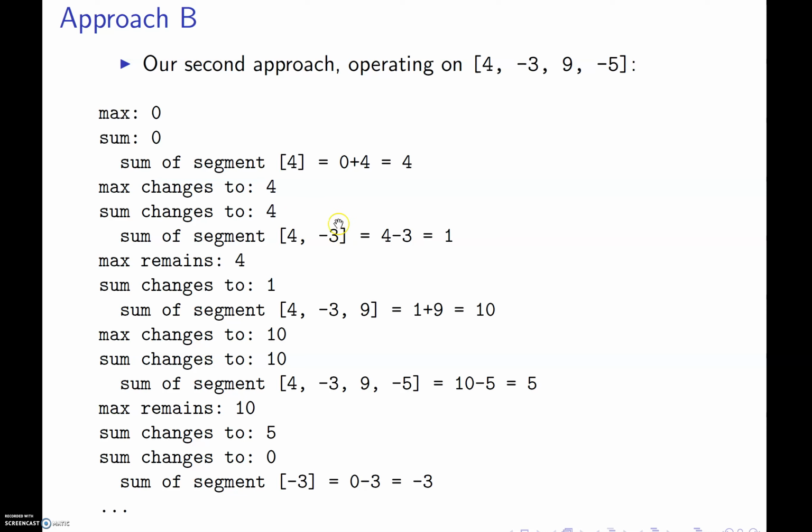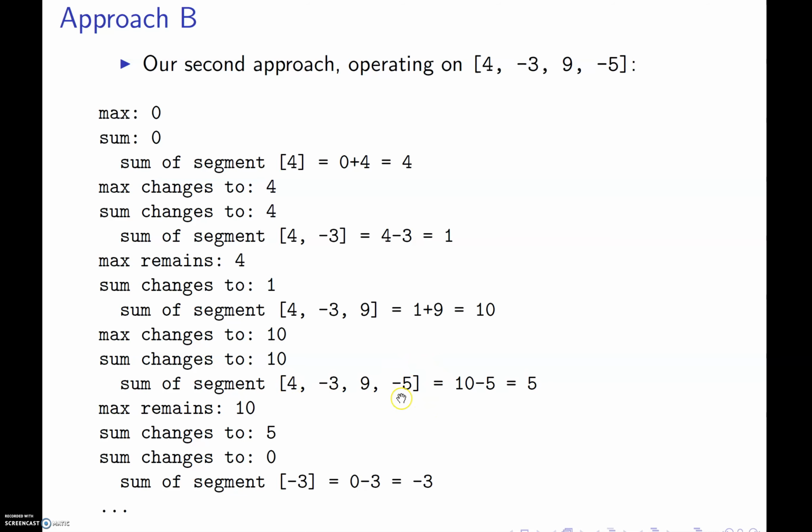So now we have a new segment. We just take the previous sum and then add on that next element. So now we get 1. So now our sum changes to 1. Our max remains the same. So now we get a new element, 9. So we take the previous sum, 1, plus 9, and now we get 10. Sum gets updated to 10, but guess what? So does our maximum, because now it's been exceeded.